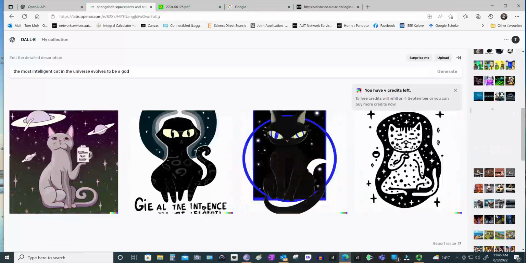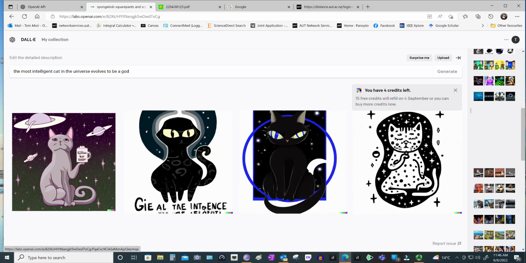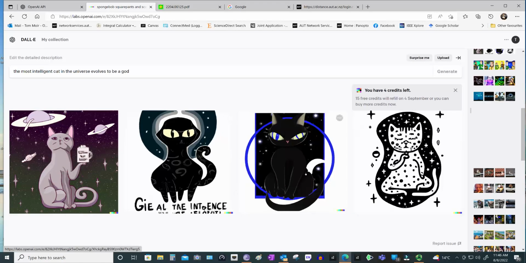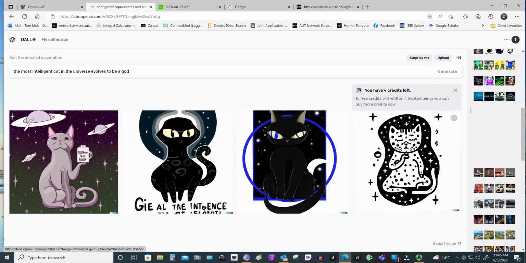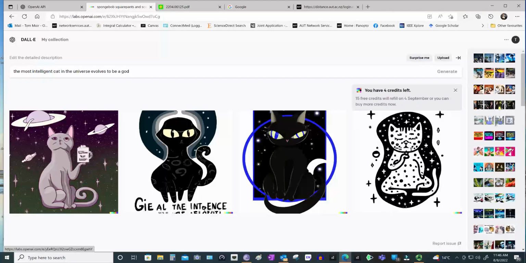And this is an interesting one. The most intelligent cat in the universe evolves to be a god. Well, with a cat, I suppose it doesn't really need much evolving to become a god anyway. That's probably why they were worshipped as gods, weren't they, in ancient Egypt, so maybe that's why it looks like that.